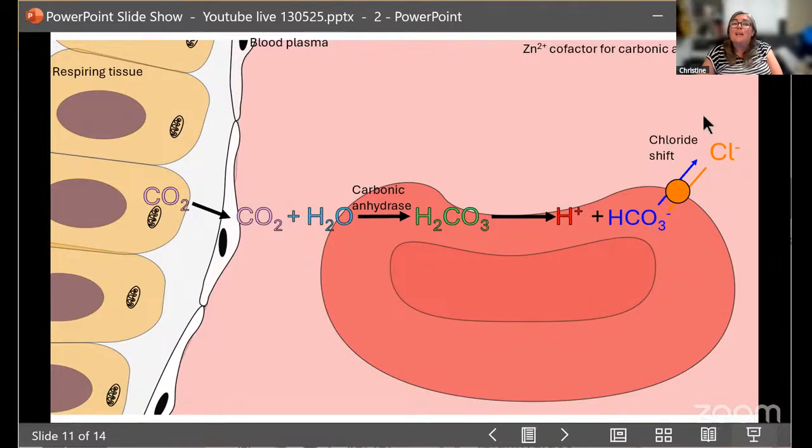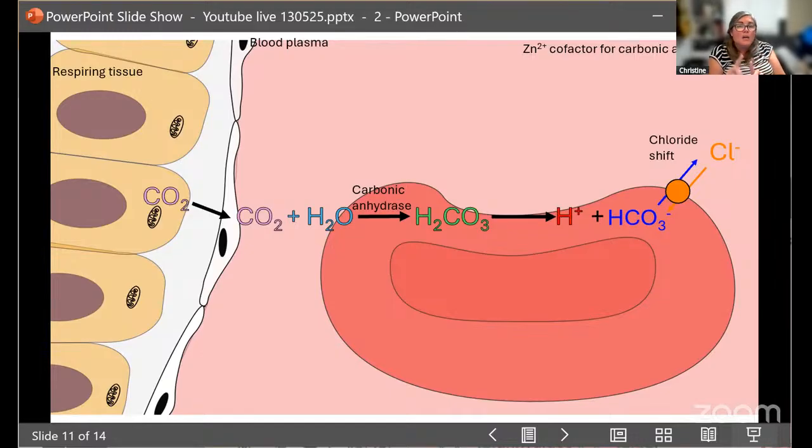Now, the reason it's pumped out of the erythrocyte and the chloride is pumped in is because we need our cell to be maintained in its electrochemical gradient of a resting state. So we need a similarly charged ion to be brought in as the hydrogen carbonate ion is released out. So that's why we call that the chloride shift. Chloride ion in, hydrogen carbonate ion out, therefore maintaining the resting state of the cell.